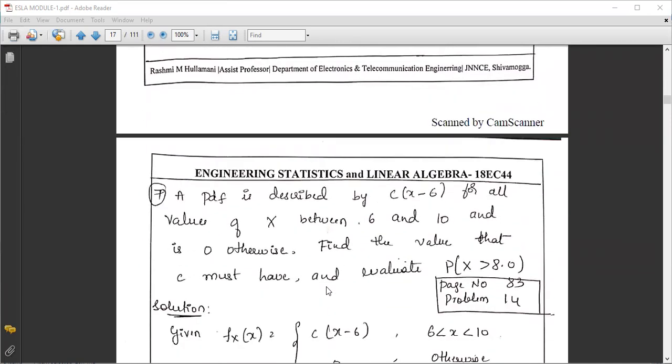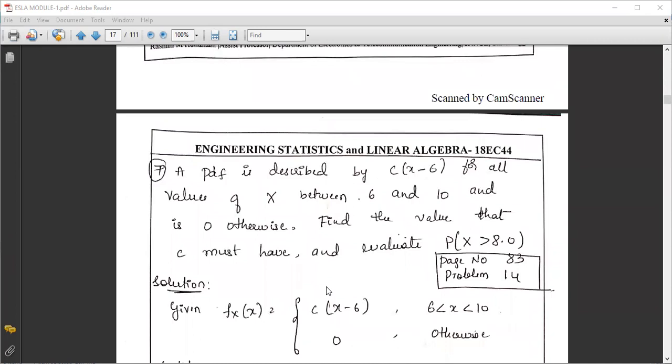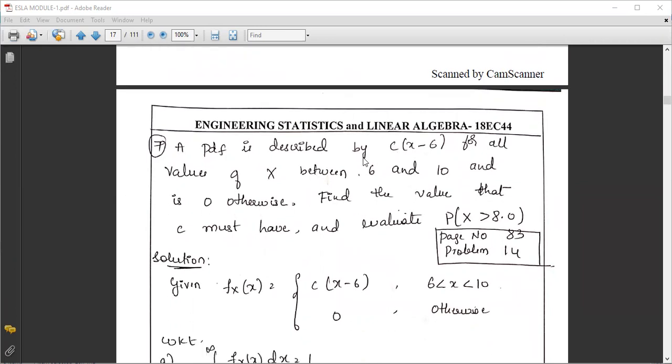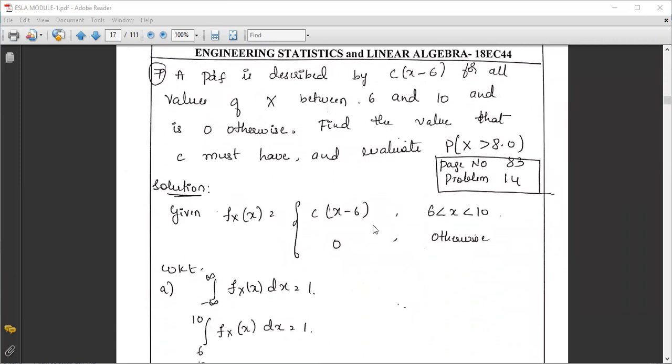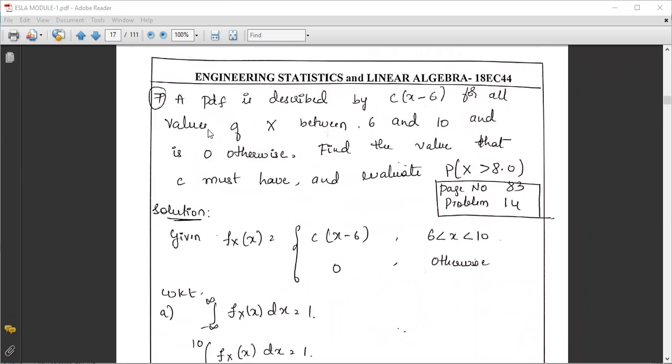Next, the probability density function is described by c into x minus 6 for all values of x between 6 and 10, and 0 otherwise. The problem: find the value that c must have, and evaluate the probability of x greater than 8.0.